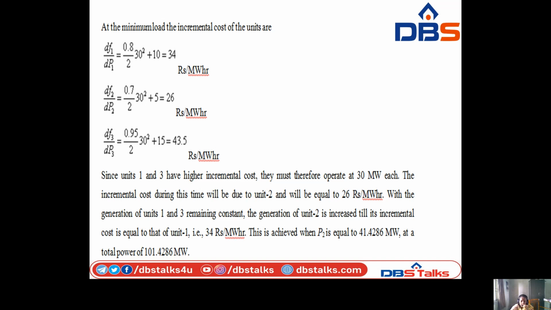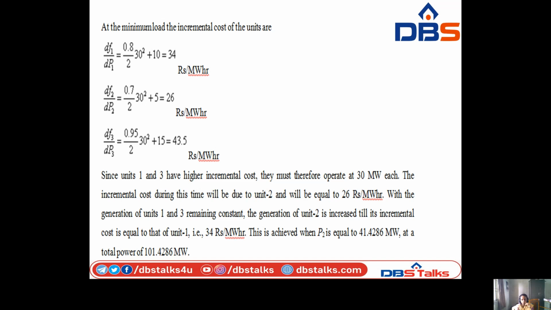So at the minimum load, the minimum load will be 30 megawatts. Then you have to substitute 30 for P1. dF1 by dP1 equals 0.8 into 30 plus 10, then you get 34 rupees per megawatt hour. And dF2 by dP2 equal to 0.7 into 30 plus 5 equal to 26 rupees per megawatt hour. And dF3 by dP3 equal to 0.95 into 30 plus 15, that is equal to 43.5 rupees per megawatt hour.